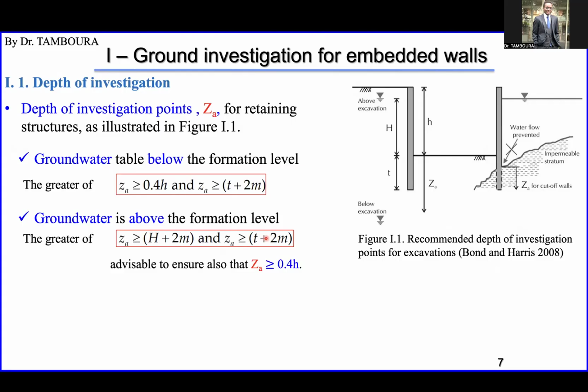But you also have to make sure that ZA is at least bigger than 0.4 H. If you want, you can add this one also. So take the biggest between this one, this one, or this one. Because sometimes the water level might be, for example, here, so you can see that capital H is small in that case. I hope it's clear up to now.